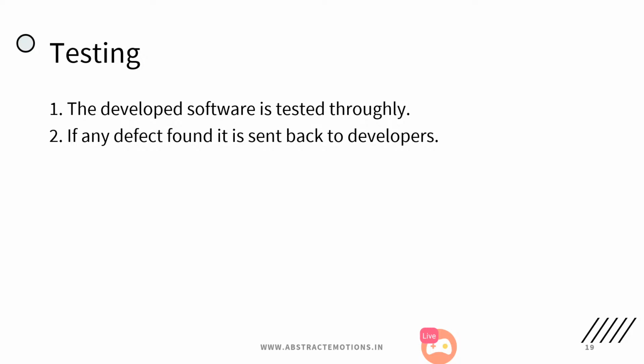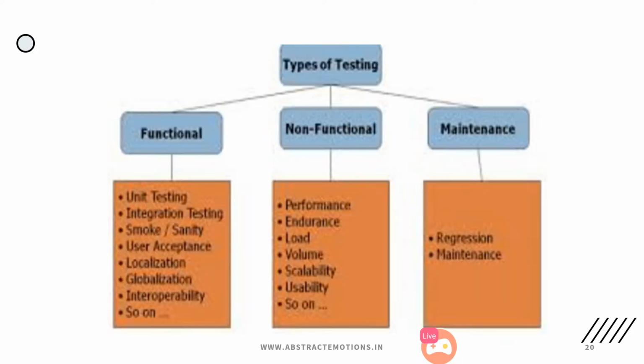So similarly in software development, once the software has been developed, they do rigorous testing, okay. And if any fault is found, it is given back to the developer to cure it, okay. There are many types of testing, but you can see there are functional, non-functional, maintenance testing. So there is unit testing, integration testing, smoke, user localization, globalization, interoperability, performance, load, volume, scalability, usability, regression, maintenance. All these are testings which are done.